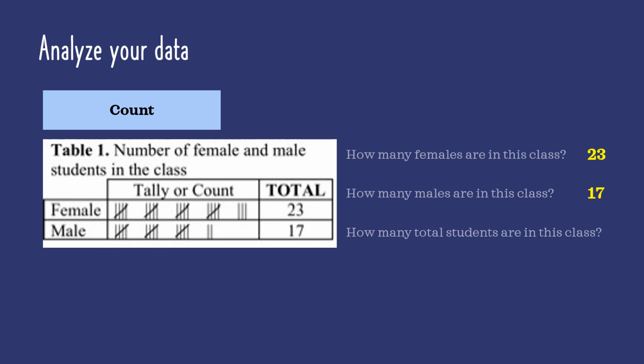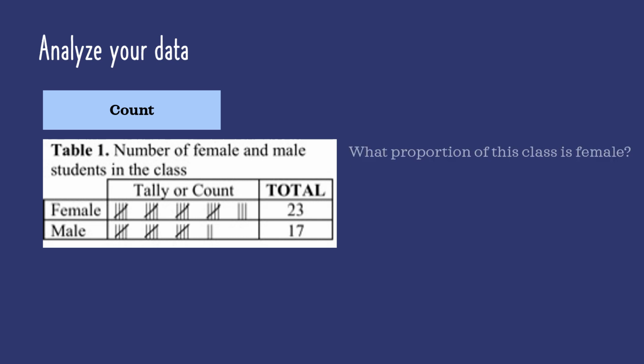Now we have to calculate how many total students are in the class. So I add up the female students and the male students taken together. There's 40 students in my class total. Next, we can perform some calculations on these count data to also be able to assess the proportion and percent of observations that fall into each category. So, what proportion of this class is female?